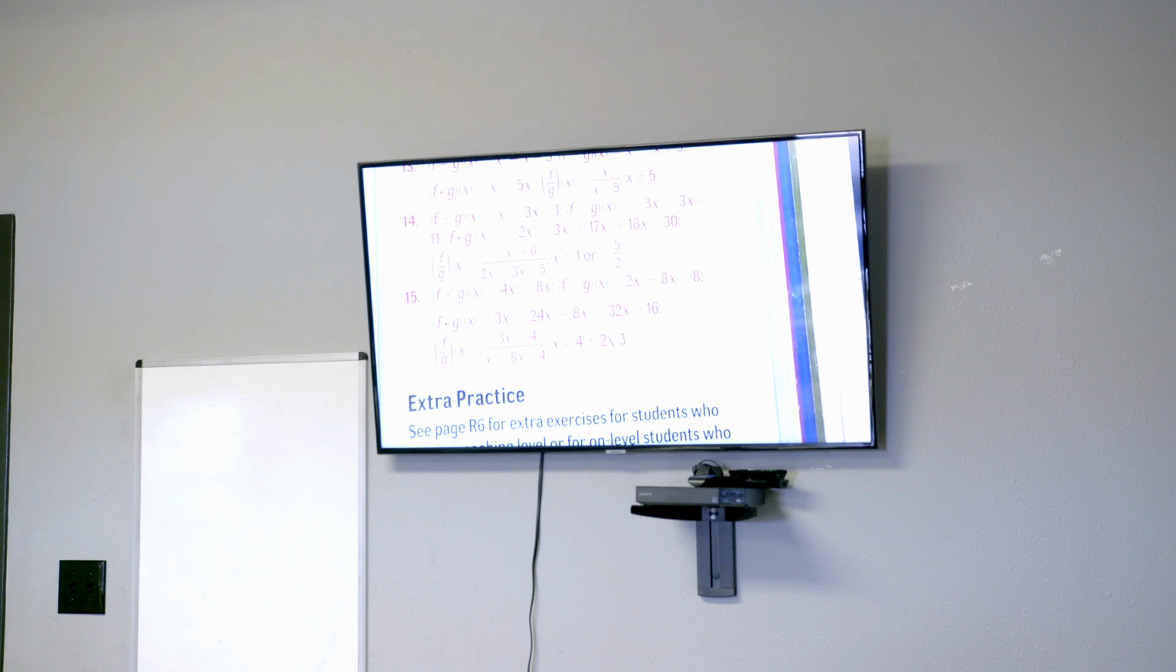Okay, number 16a, f plus g of x equals 375x plus 10, and 16b, f minus g of x equals 25x plus 40. Wait, what was A again? Sorry. 375x plus 10 equals f plus g of x. 18 supposedly is in the margin on the next page. Okay, great. Here we go.